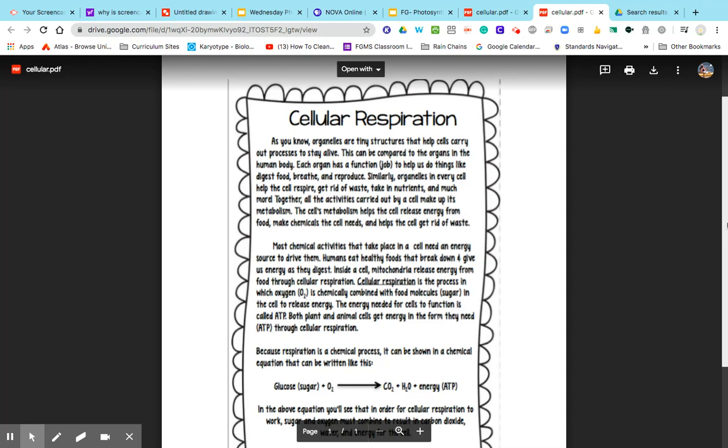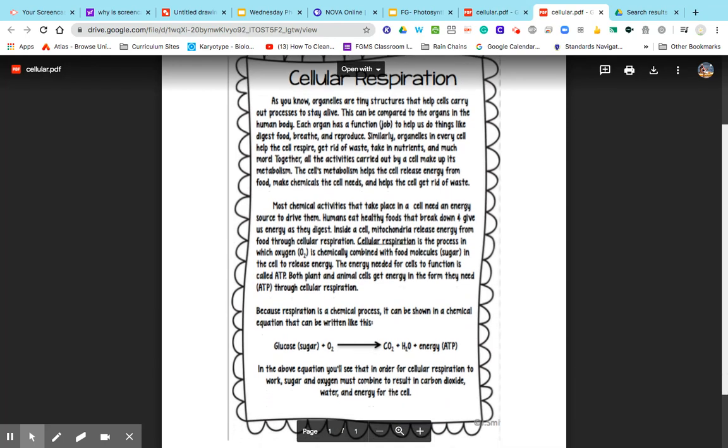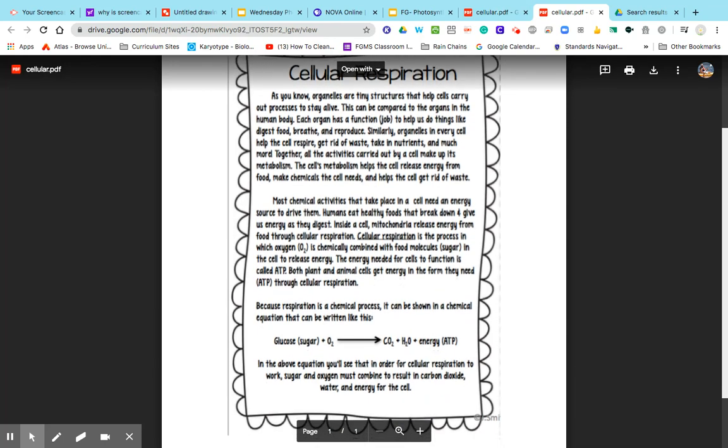Most chemical activities that take place in a cell need an energy source to drive them. Humans eat healthy foods that break down and give us energy as they digest. Inside a cell, mitochondria release energy. That's why they're called the powerhouse, remember? They release energy from food through cellular respiration. Cellular respiration is the process in which oxygen is chemically combined with sugar or glucose in the cell to release energy. The energy needed for cells to function is called ATP. Both plant and animal cells get energy in the form they need through cellular respiration.